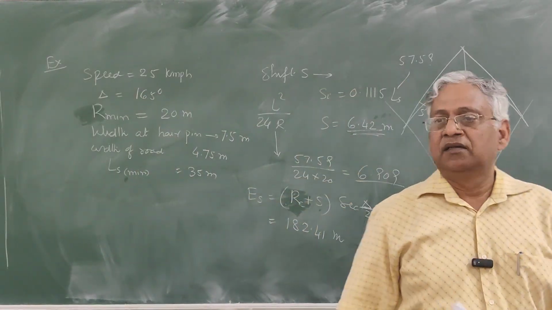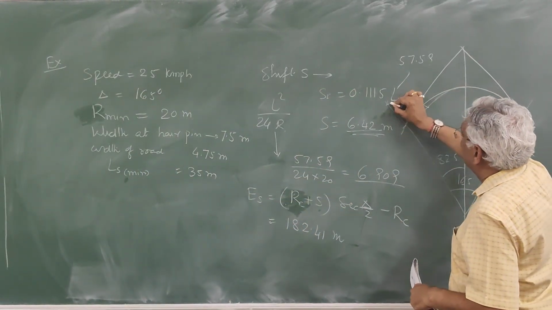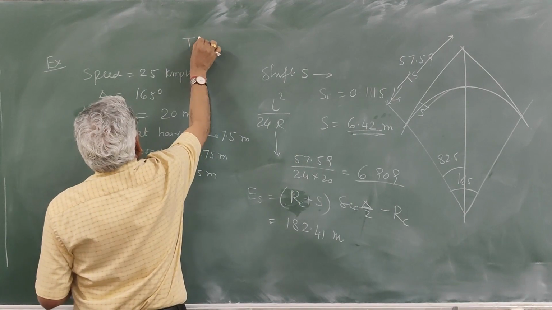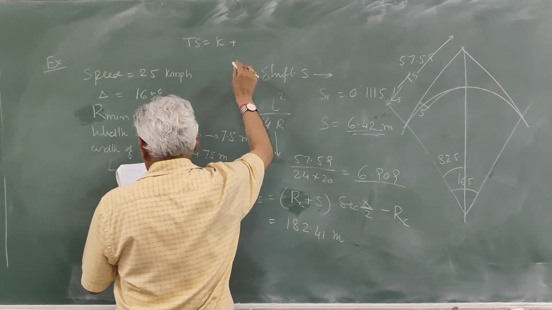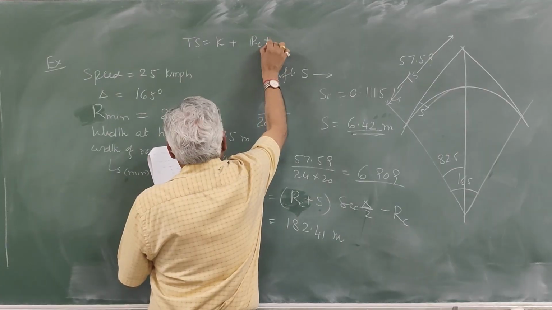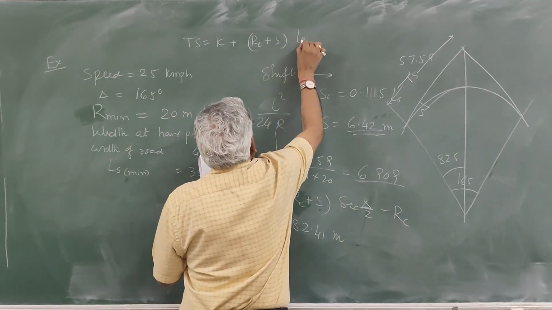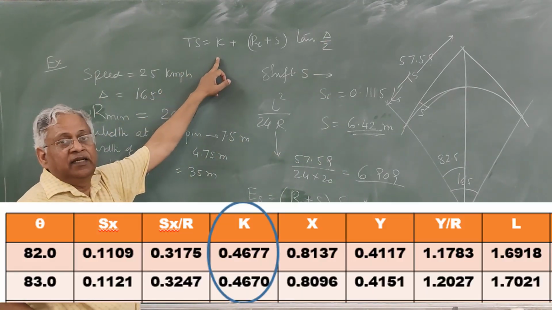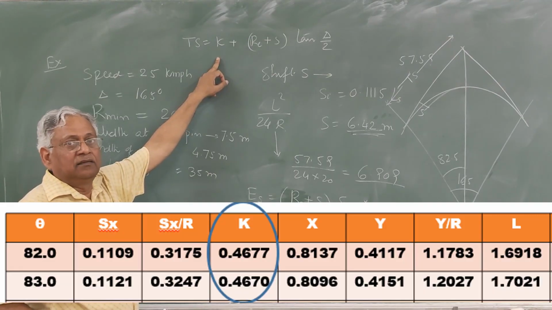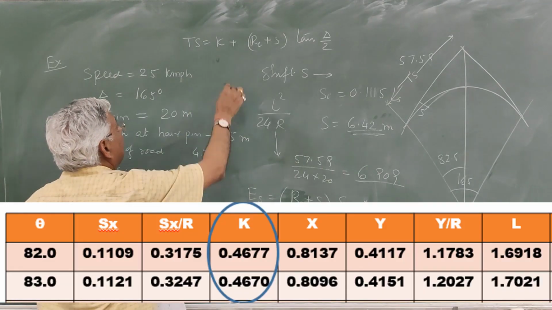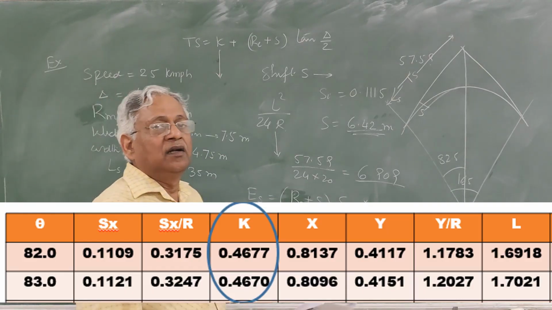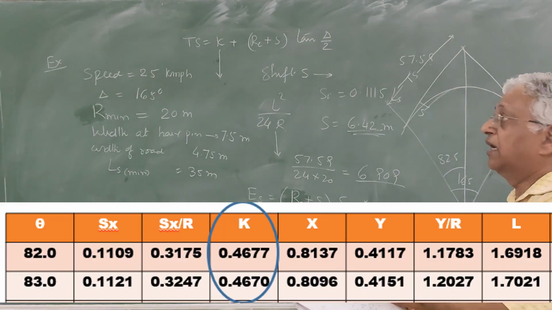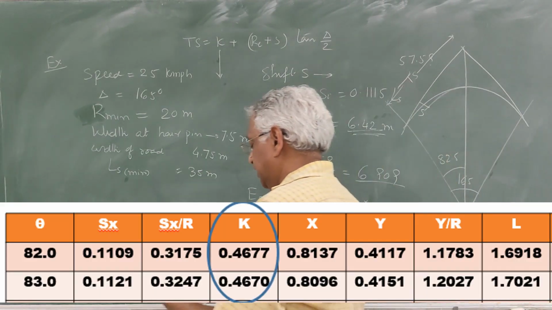And again, you can also calculate this tangent length, TS. I told you it is given by this equation, K plus (RC plus S) into tan delta by 2. Now here K is not known. K is not half of the transition length. It is less than that. So again for K value, you go to the table corresponding to 82.5 degree deflection angle. You find out what is K.